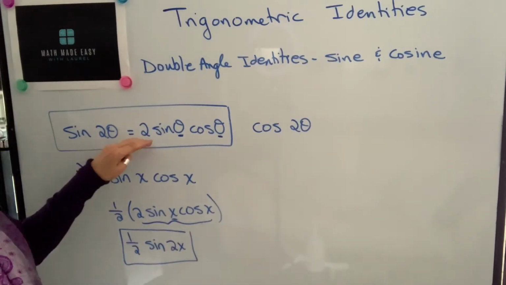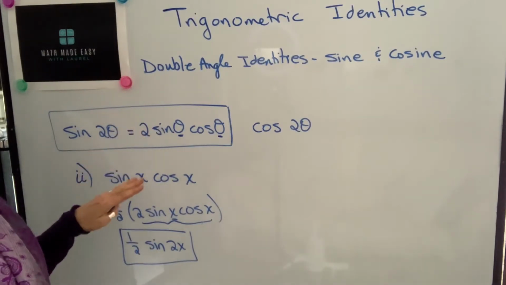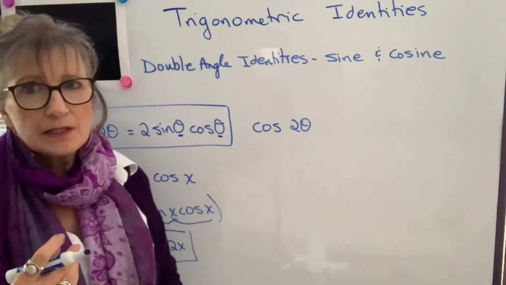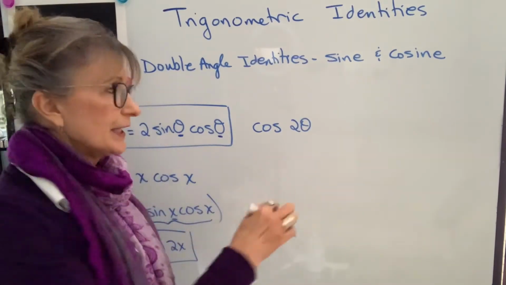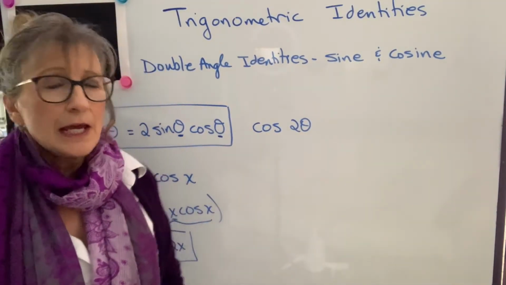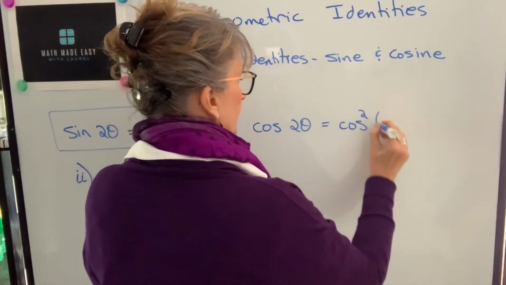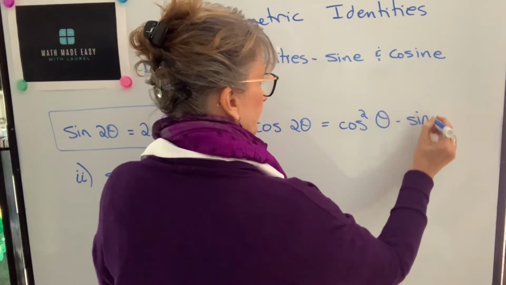In a few minutes, we'll take a look at examples of where we can use this identity to prove other identities. Before I do that, I want to take a look at the double angle identity for cosine. And it's defined as cos² theta minus sin² theta.